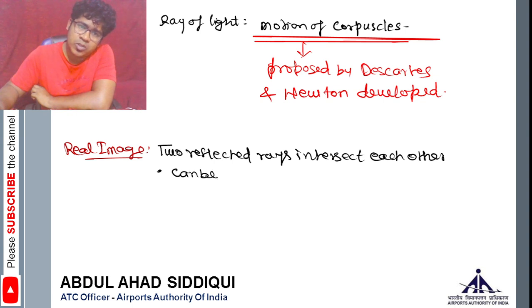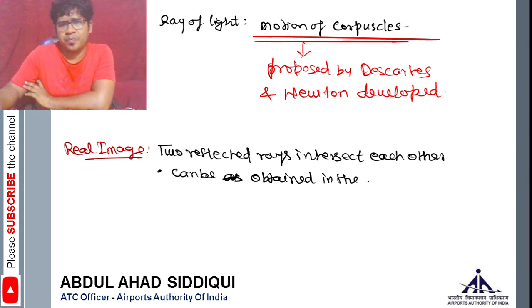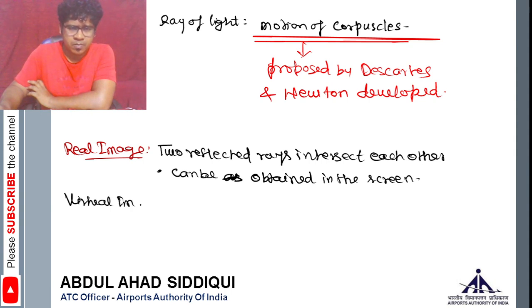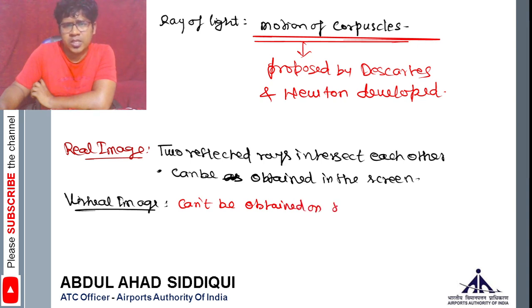These are the subjective questions which can be asked, right? Real image can be obtained on the screen. Now what is virtual image? So virtual image cannot be obtained on the screen.